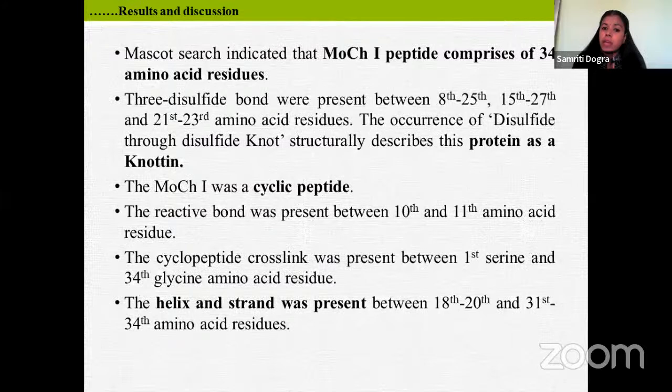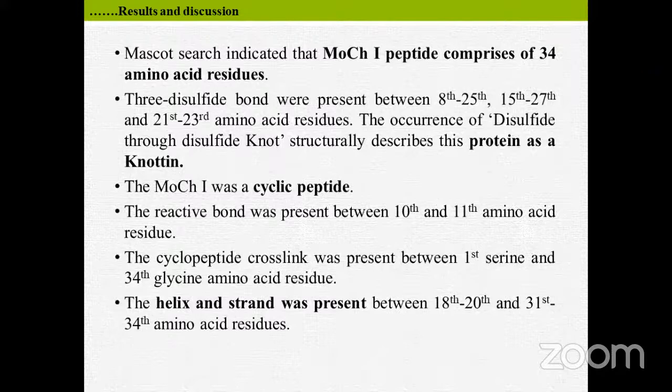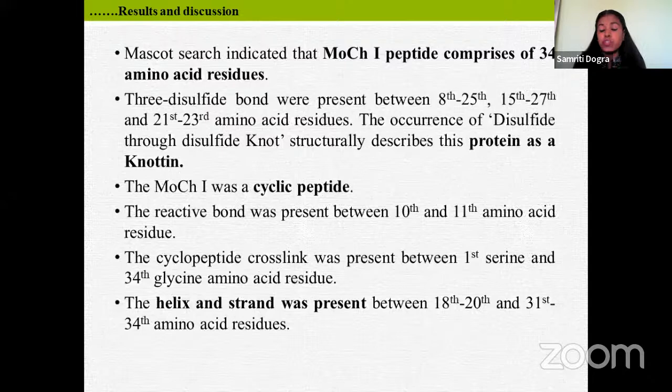We know that MOCH1 comprises 34 amino acids having 3 disulfide bonds, between 8 and 25, 15 and 27, 21 and 23. The occurrence of disulfide bonds creates a knot-like structure, describing that the protein falls under the knottin category, sometimes called cyclotides. So this is a cyclic peptide, having the reactive bond between the 10th and 11th amino acid residue. The cyclotide cross-link was present between the first and the 34th glycine amino acid. Helix and strand were present within MOCH1.